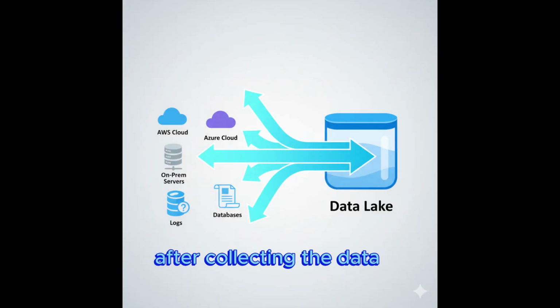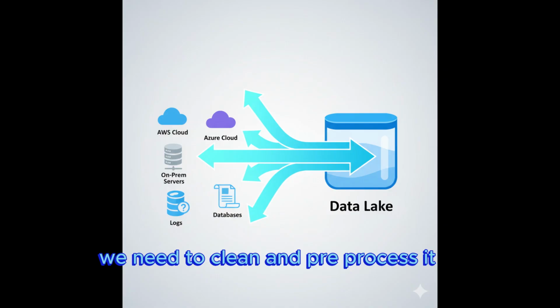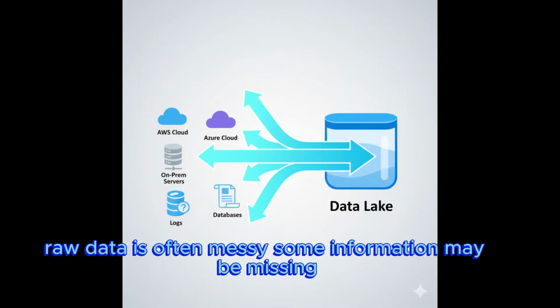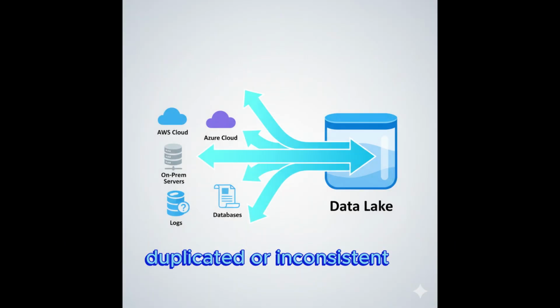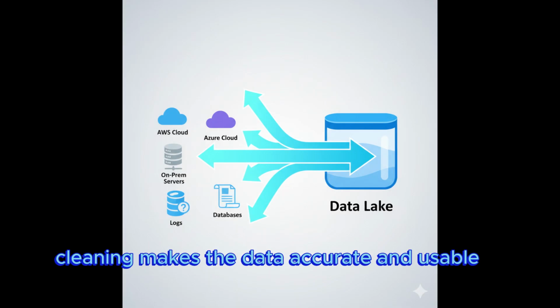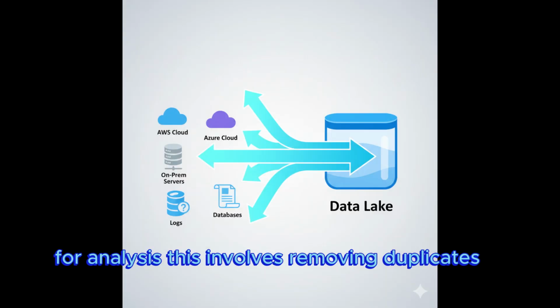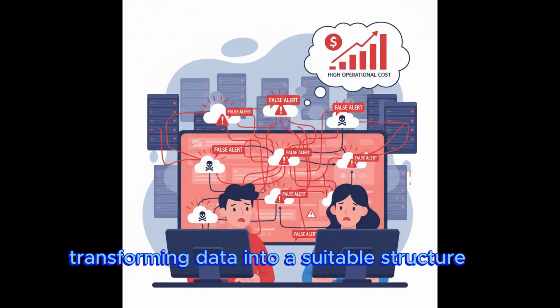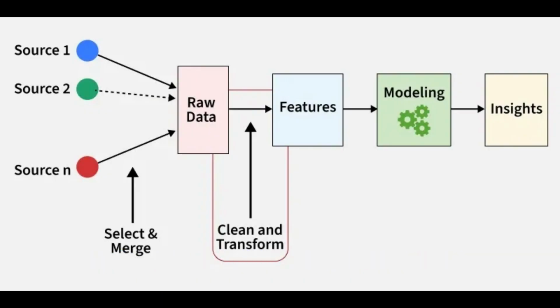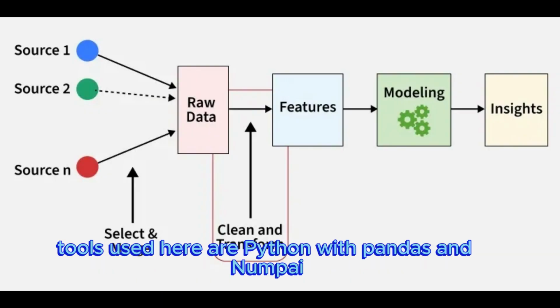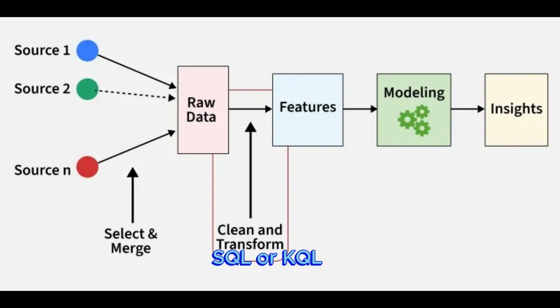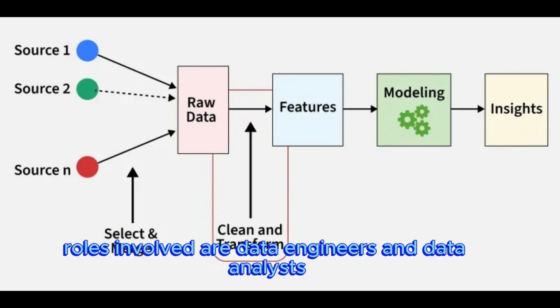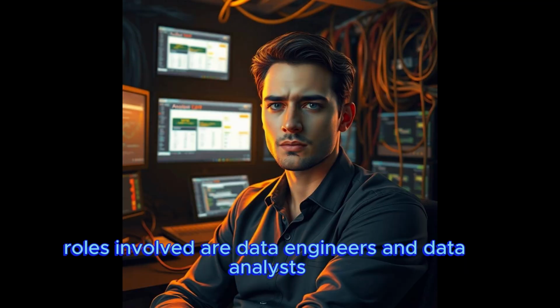After collecting the data, we need to clean and pre-process it. Raw data is often messy. Some information may be missing, duplicated, or inconsistent. Cleaning makes the data accurate and usable for analysis. This involves removing duplicates, filling missing values, standardizing formats, and sometimes transforming data into a suitable structure. Tools used here are Python with pandas and NumPy, SQL, or KQL. Roles involved are data engineers and data analysts.